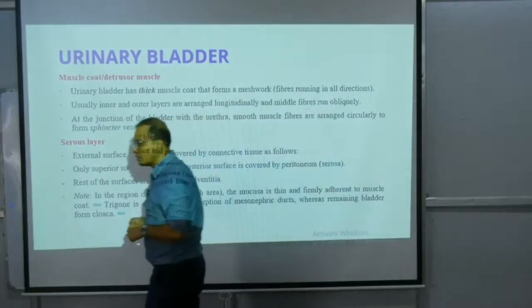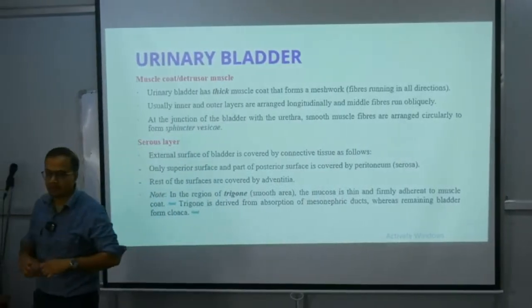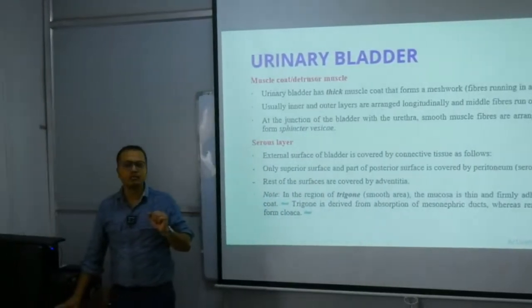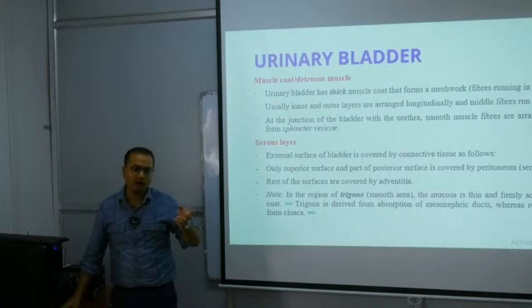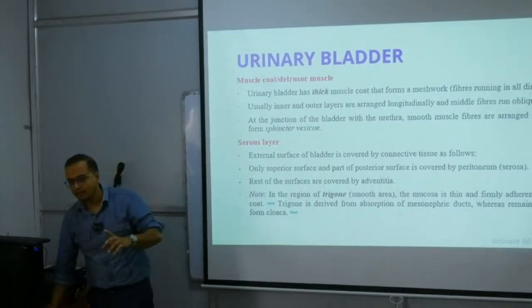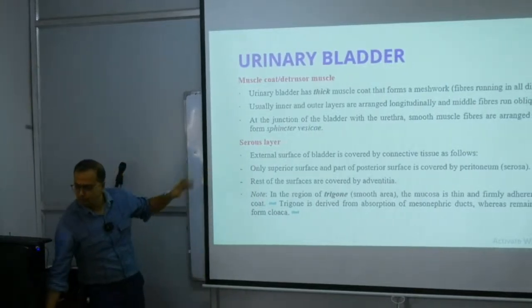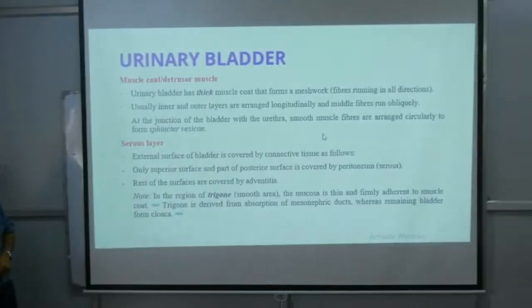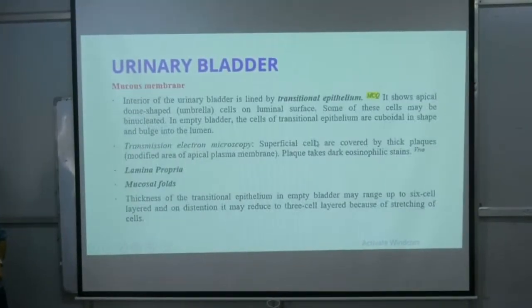When you learn the gross anatomy, we'll talk about the sphincters. There are two such sphincters in the urinary bladder. One is known as the internal sphincter, the other as the external sphincter. They are basically transformed varieties of these muscles themselves. So this is important to us.